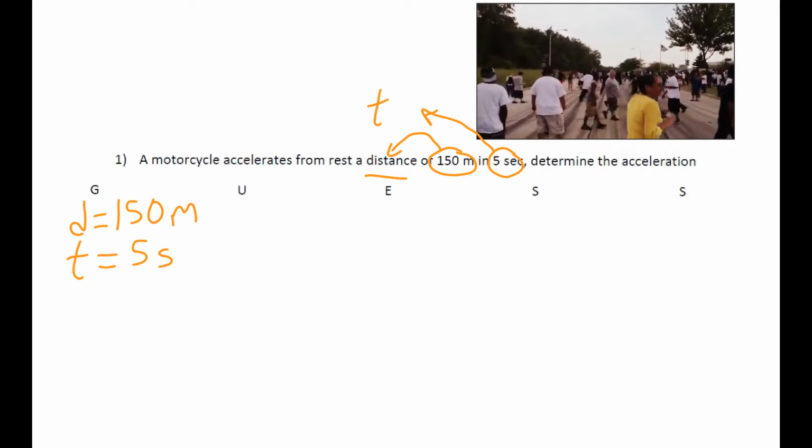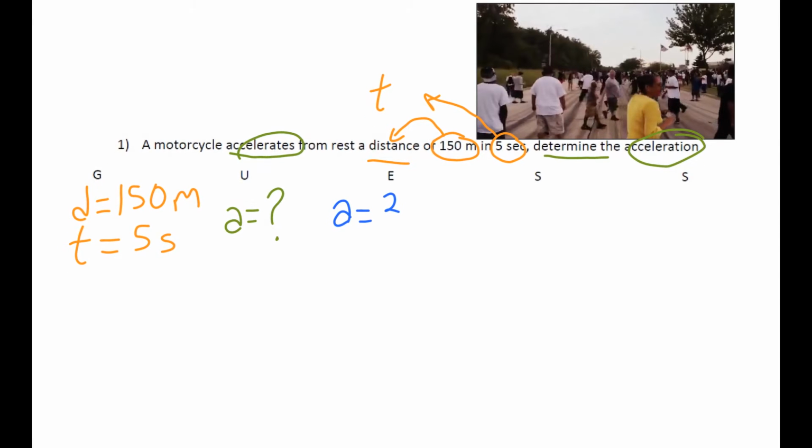Next is our unknown. Our unknown is going to be how much does it accelerate? It says determine the acceleration. So again, acceleration is our unknown. Equation, it's the same equation we used last time. A is equal to 2D divided by T squared.